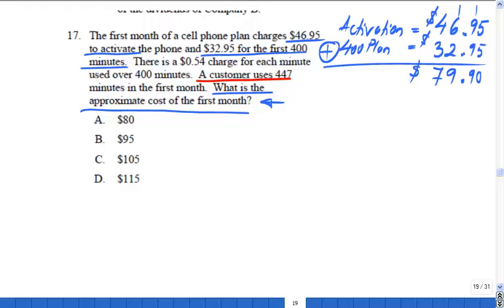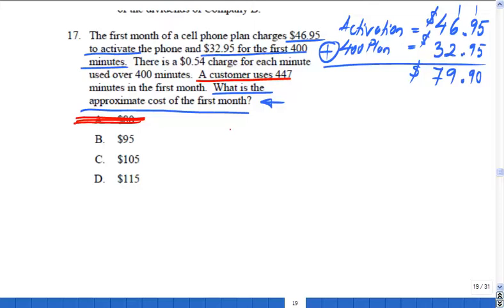So it seems that for this customer, which like I said, maybe you, the first month with the activation and the plan is going to cost you $79.90. It's approximately $80, okay? But that's just for the 400 minutes. Knowing that, you can go to your options and say, hey, not good. That's not enough. That will be the cost if I do not go over my 400 minutes.